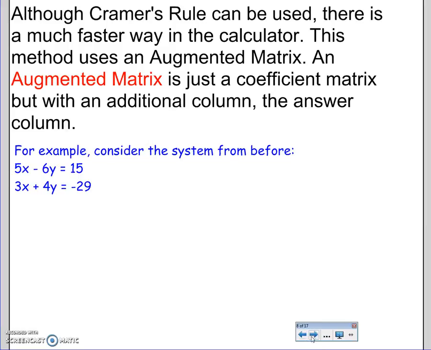So now let me show you the very best way. Although Cramer's rule can be used, there's a much faster way. It's all calculators. It's called Augmented Matrix. An Augmented Matrix is a coefficient matrix, but with an additional column, the answer column.